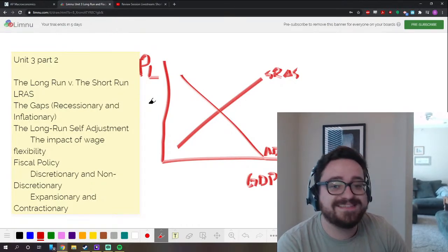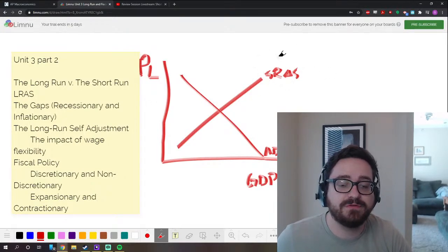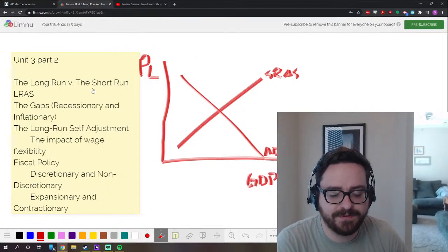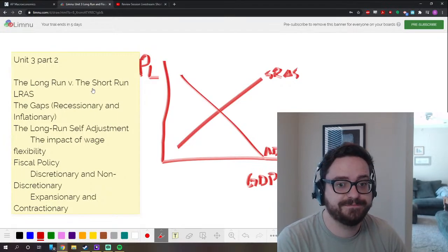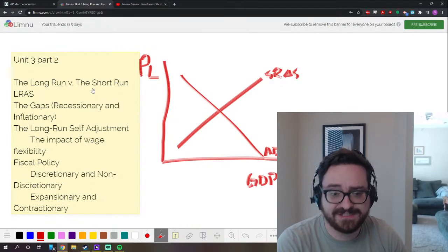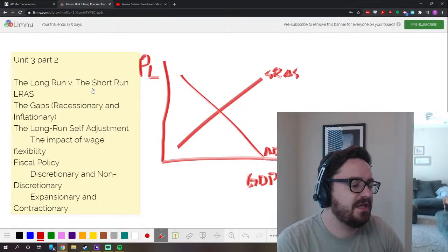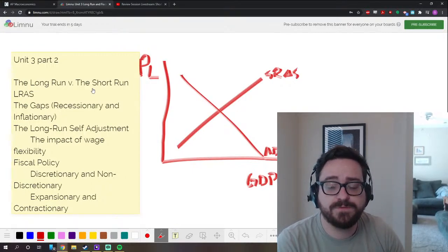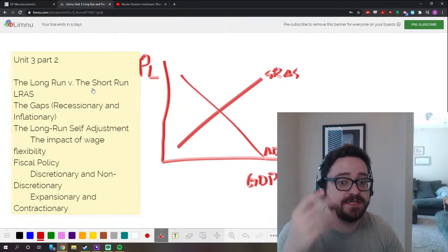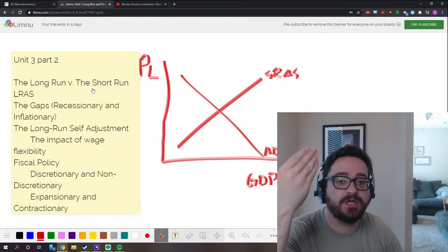Now, what that means for the graph. The short run aggregate supply is built on businesses' ability to do things right now. The long run aggregate supply is businesses' ability to do things eventually. The basic idea of the long run aggregate supply curve is that eventually businesses should be able to utilize all of their resources, because the price of those resources can change, right? In the long run, the prices could go up, they could go down, you could pay your workers more, you could pay your workers less.